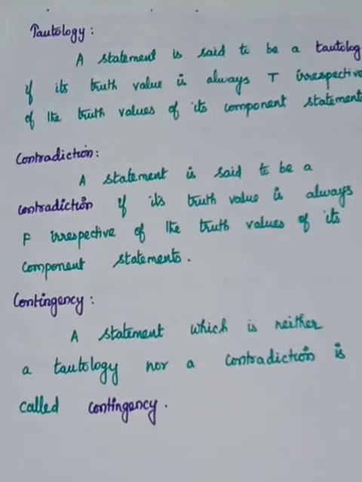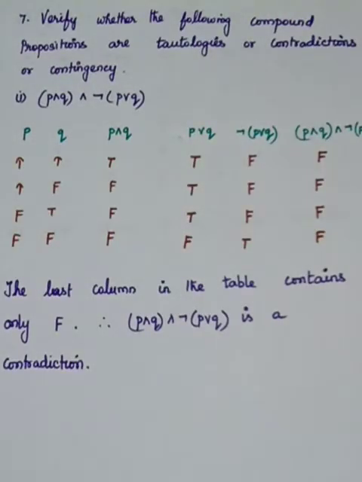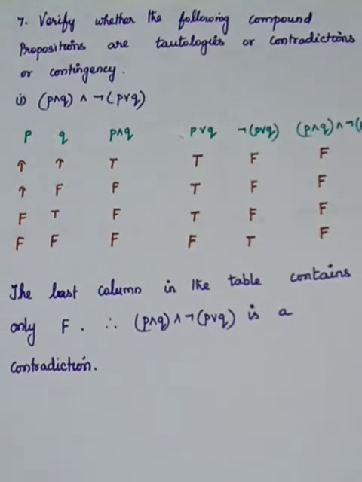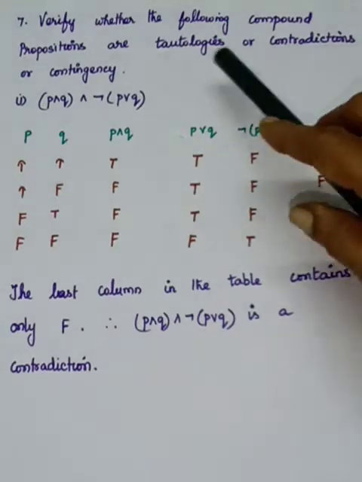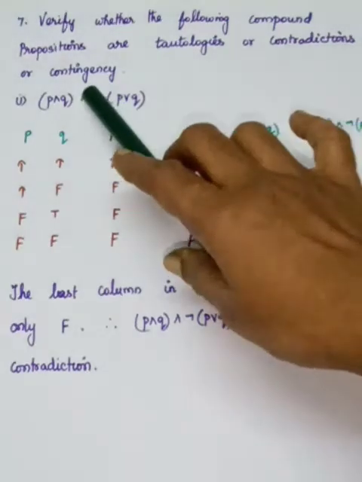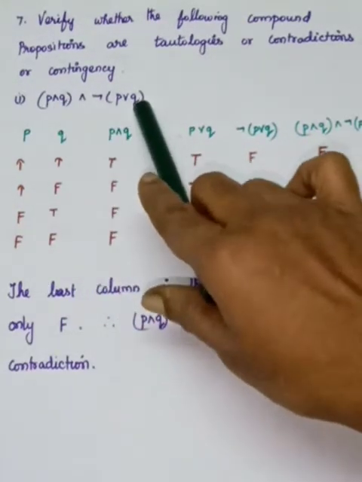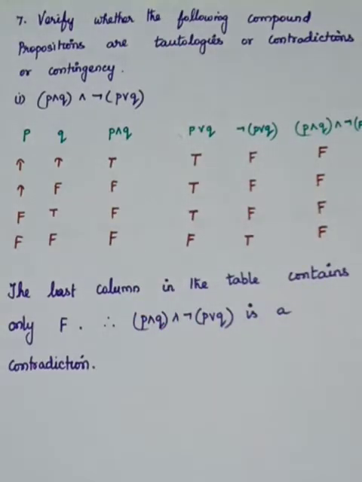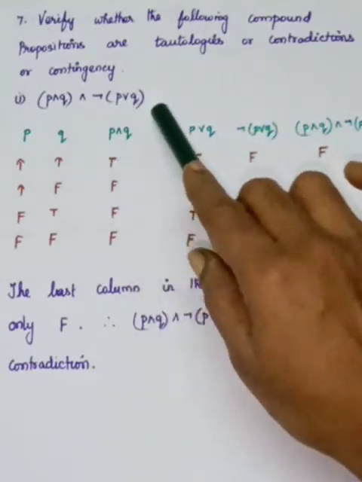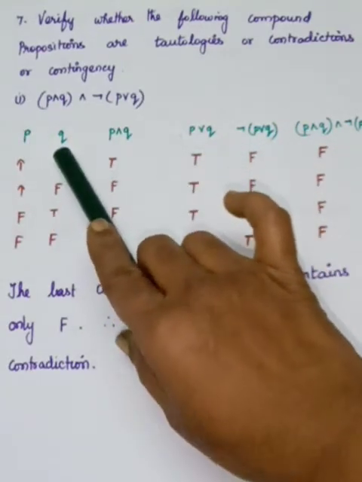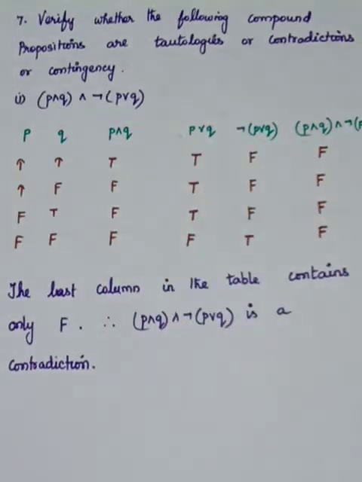So, we are going to see exercise 12.2, 7th problem. Verify whether the following compound propositions are tautologies, contradictions, or contingencies. Here the compound statement is given. What you have to do is write the simple statements first. Here P and Q are involved, so P and Q are the simple statements you take. Then each bracketed compound statement has to be evaluated.